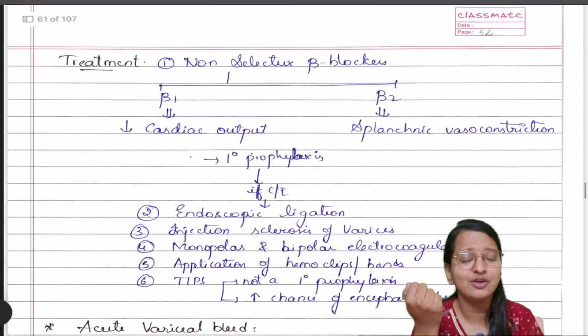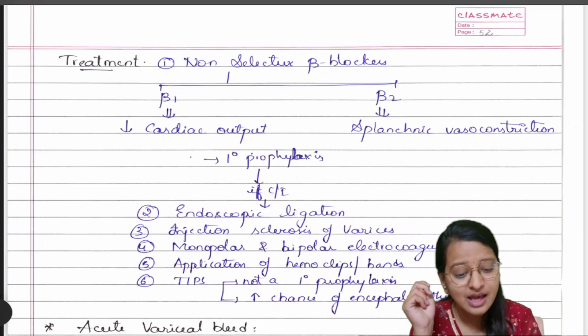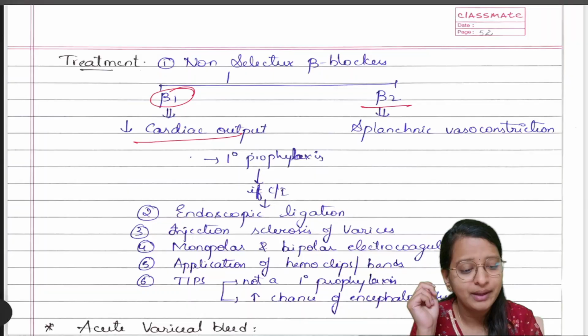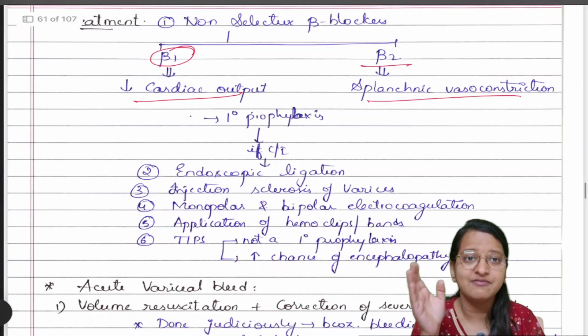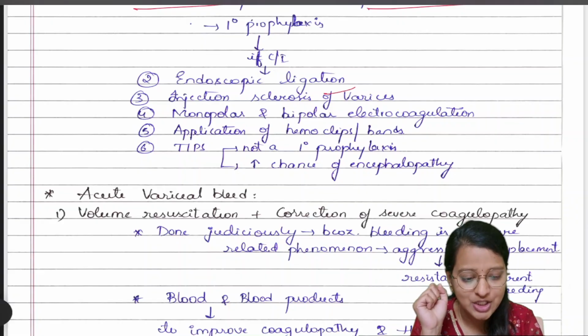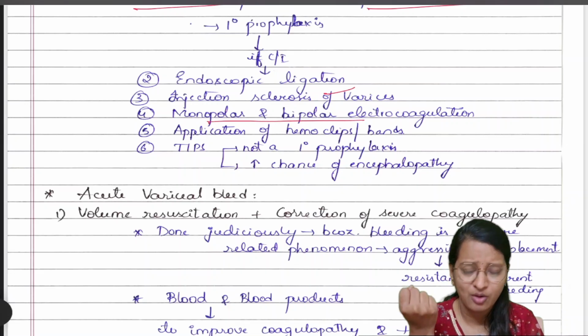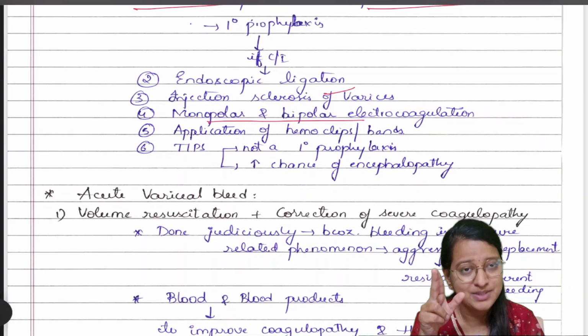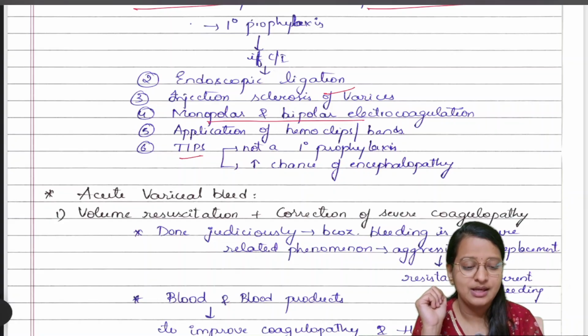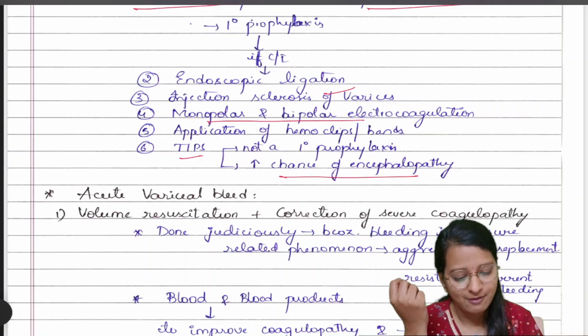So how will we treat this? We'll go with non-selective beta blockers because we will have both beta 1 and beta 2 effects. Beta 1 decreases the cardiac output and beta 2 causes splanchnic vasoconstriction. This is your primary prophylaxis. If these beta blockers are contraindicated, we'll be going to endoscopic ligation, injection of sclerosant, and monopolar and bipolar coagulation, application of clips and TIPS. TIPS is not considered because there are again more chances for encephalopathy.